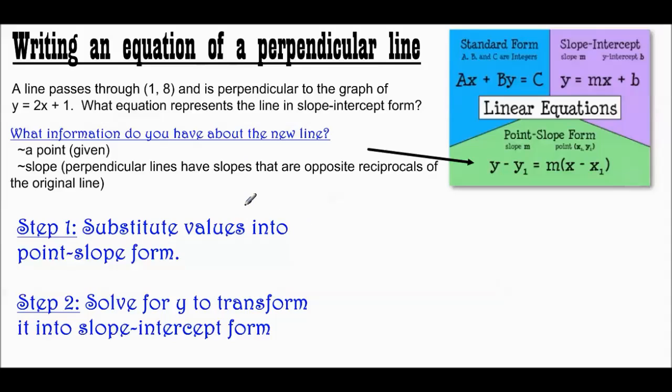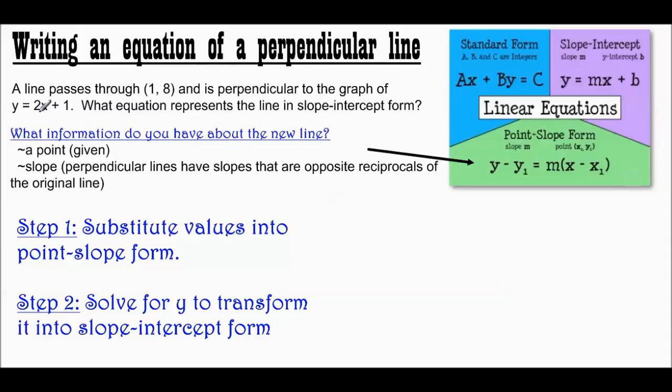Now let's go to writing an equation of a perpendicular line. A line is going to pass through the coordinate (1, 8), and it's perpendicular to the graph of y equals 2x plus 1. Which equation represents the line in slope-intercept form? Same deal as before. Our end game is slope-intercept form, but what information do we have about the new line? We have a point that's been given, and we can figure out the slope because we know perpendicular lines have slopes that are opposite reciprocals of the original line.